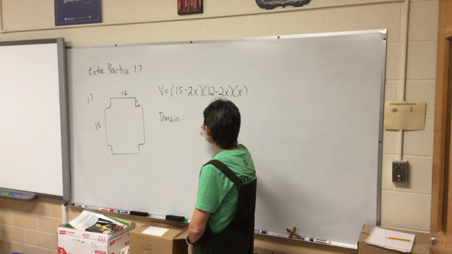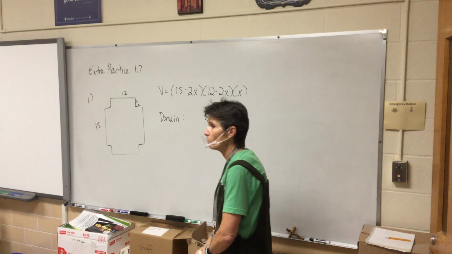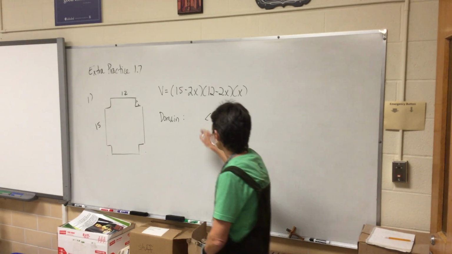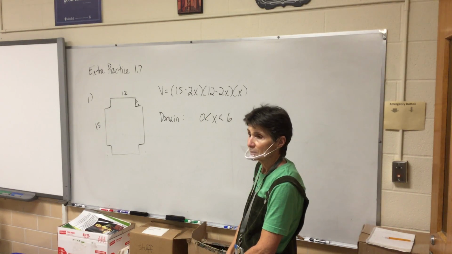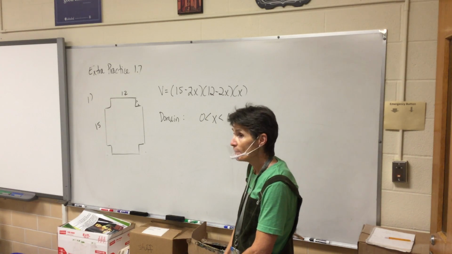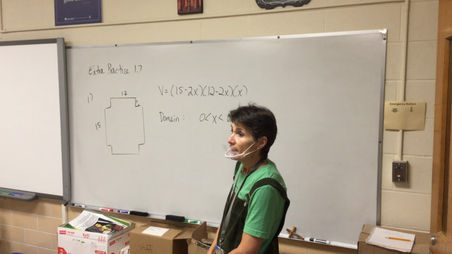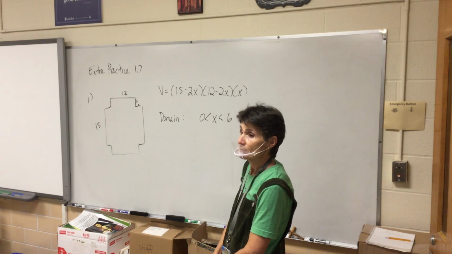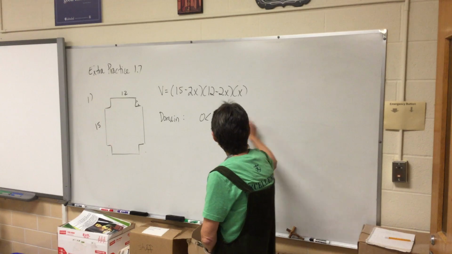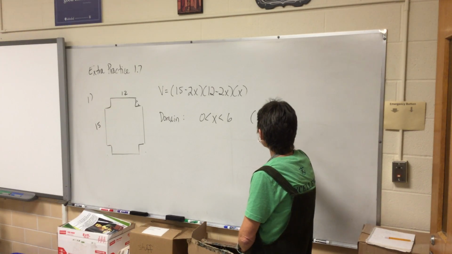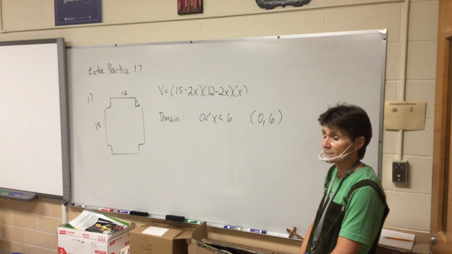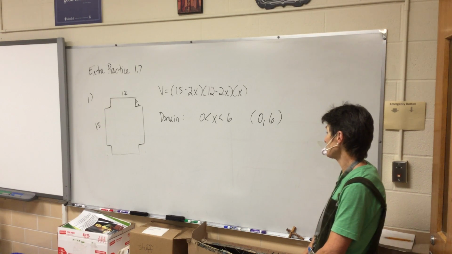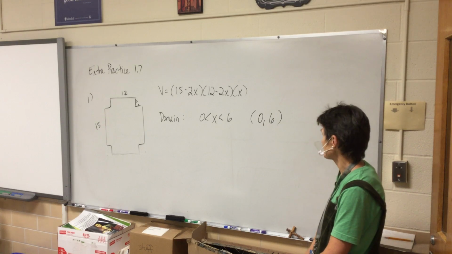So where are my x's? My x's are going to be between what and what? They're going to be between 0 and 6. Always positive. And then where did the 6 come from? Half the smaller. Right. So, as an interval, that would be written like this. That's the open interval from 0 to 6. That represents all the x's from 0 to 6.